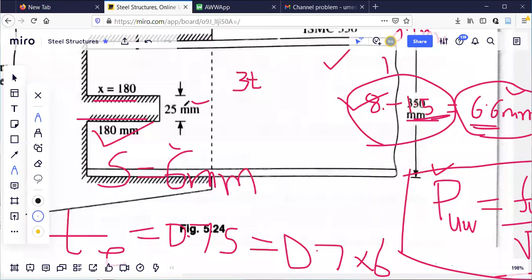The maximum separation, the maximum slot width. This is a slot actually. This much portion of the I section, I mean channel section, is cut here. So 3T. So this 25, how did I get it? 3 into T, where T is the web thickness, 8.1. 3T is 24.3. I can keep 24 or I can keep 25. Both are okay here.